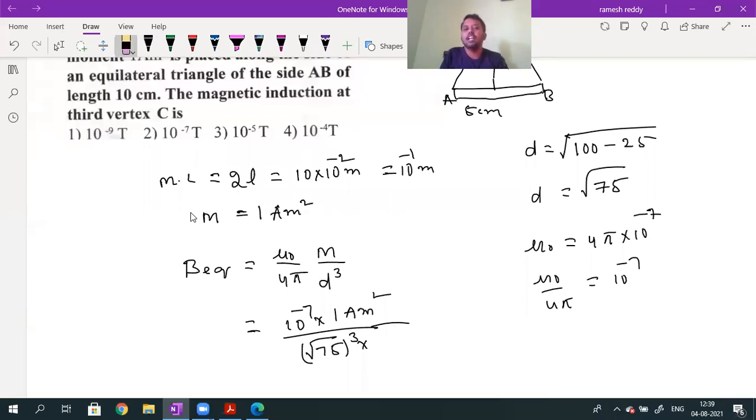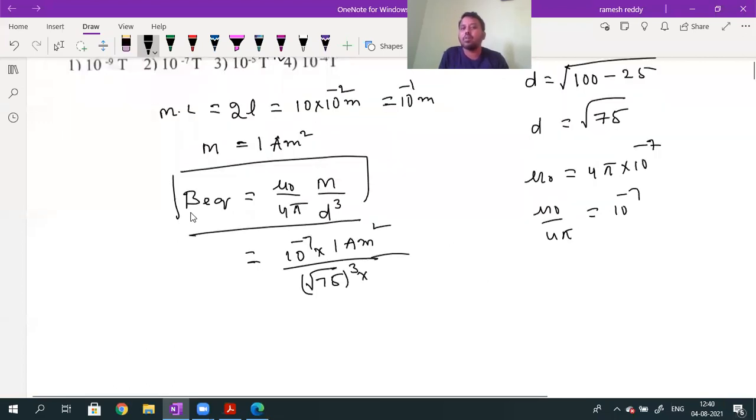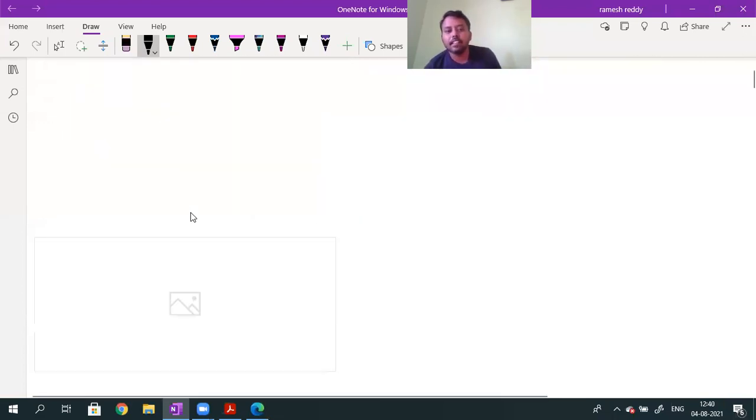So simplify this. They are not asking for the numerical value, only the 10 power value. After simplification, you will get the answer of 10 power of minus 4, which is the fourth option. Here you want only the 10 powers. So root 75 into 10 power of minus 2 whole cube gives 10 power minus 4. This is the expression for magnetic field induction due to a bar magnet on its equatorial line.